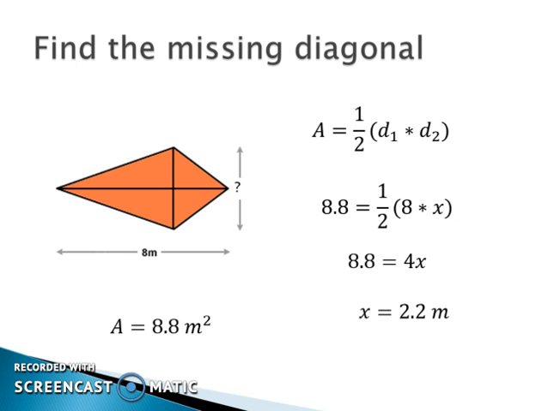All right, so that is it for the area of 2D shapes. Good luck on the practice application. Let's check.